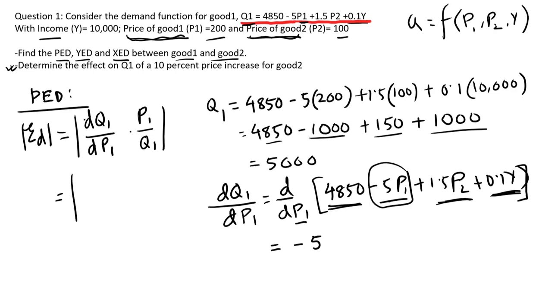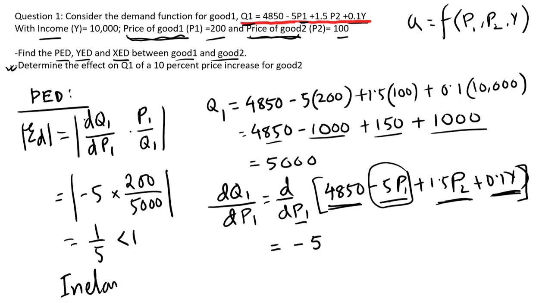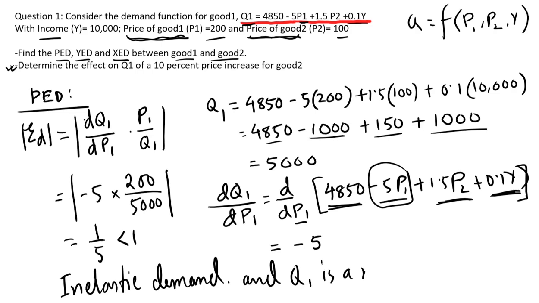Now if I insert these values, negative 5 times P1 is 200 and Q1 is 5,000. So 1,000 by 5,000, this is 0.2, and this is less than 1. So again, this is inelastic demand, and Q1 is a necessary good.